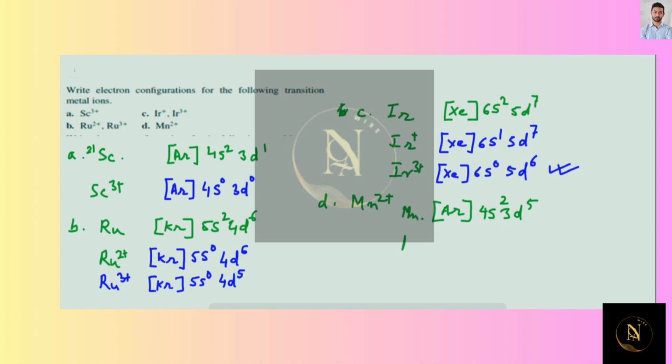Now, when you have to remove 2 electrons, again the same rule. You are removing from the 4s orbital first and then from 3d. So after argon, you can write 4s0 and 3d5. 2 electrons are removed, both from the 4s orbital. And this should be the outer electronic configuration of Mn2+.